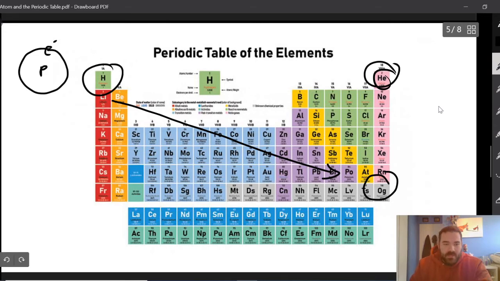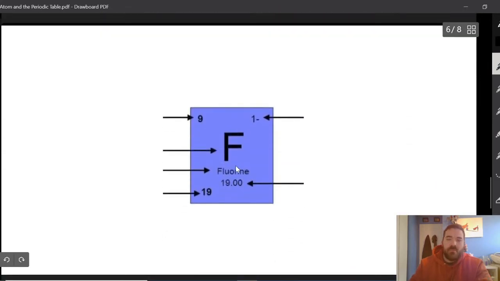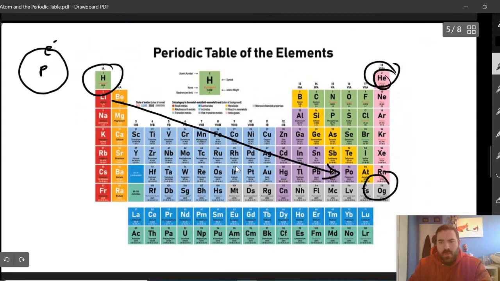Okay, so I think we need to talk about what is represented in each box of the periodic table. So here's fluorine, for example. Fluorine is a halogen, so fluorine's right here.